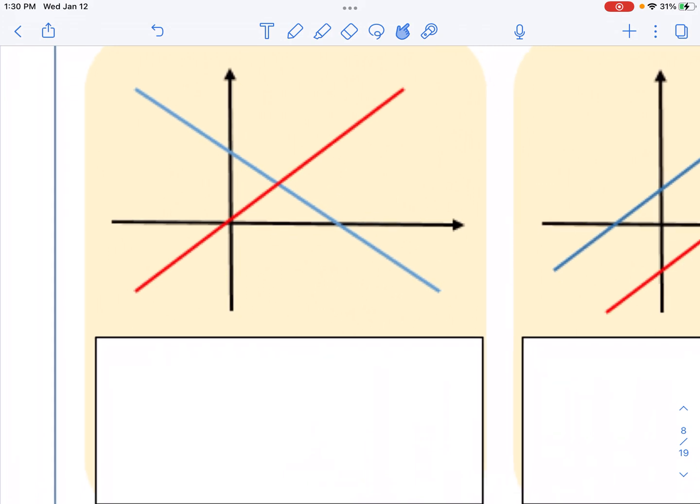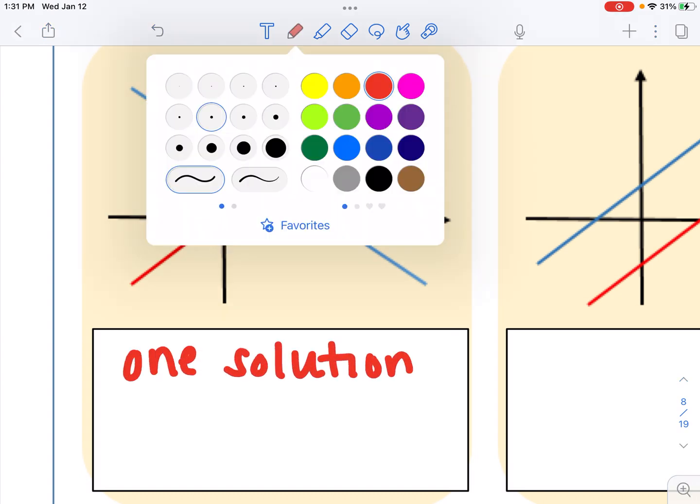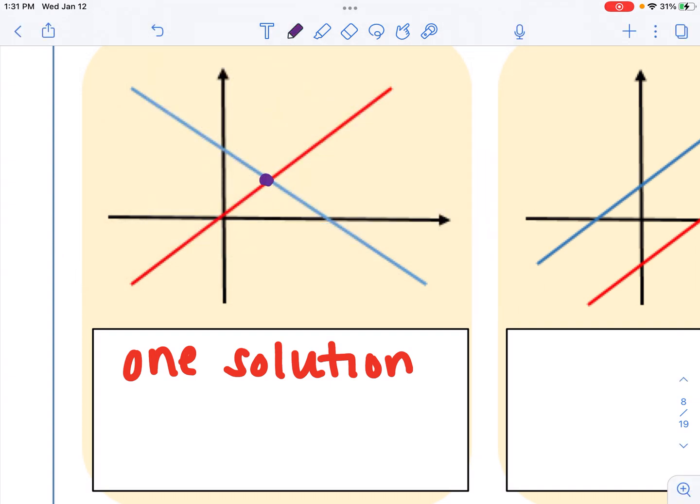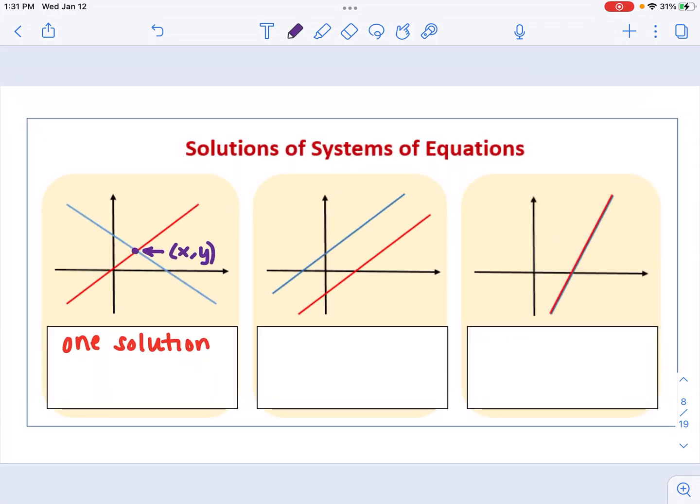One scenario will look like this. We have two linear functions, and they're intersecting at one point. We call this one solution. In this example, the only point that will satisfy both linear equations is this point here, x comma y. When I plug x and y into the equation for this line that I just highlighted in purple, it will make that equation true. If I plug in that same x, y value for this line that I'm highlighting in yellow, once again, it will make that equation true. It's the only solution that will make both equations true.